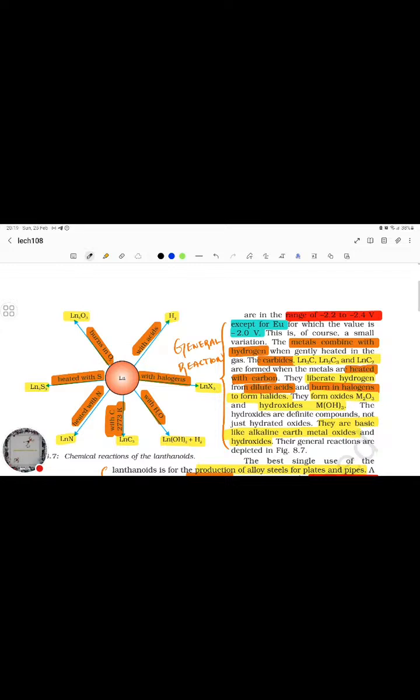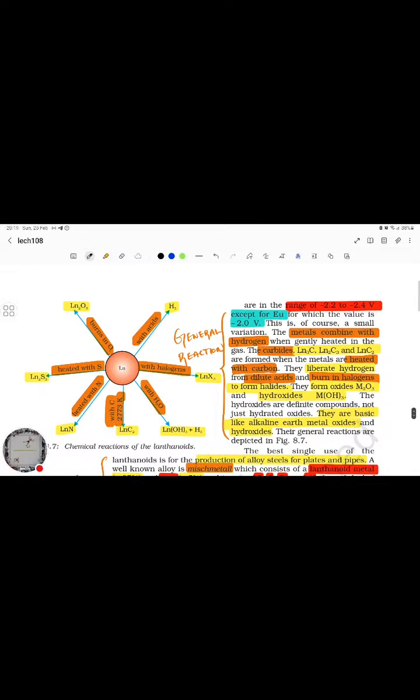This is of course a small variation. The metals combine with hydrogen when gently heated in the gas. The carbides Ln3C, Ln2C3 and LnC2 are formed when the metals are heated with carbon. So they are talking about the formation of carbides.